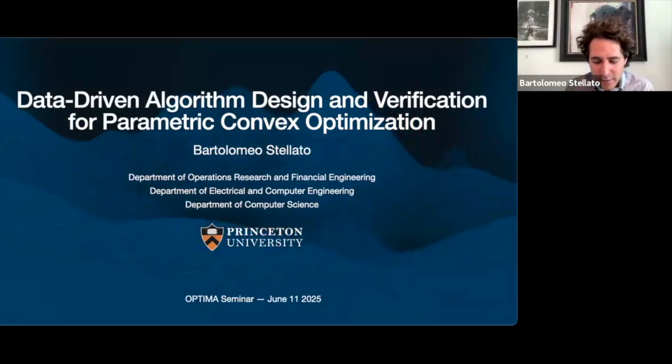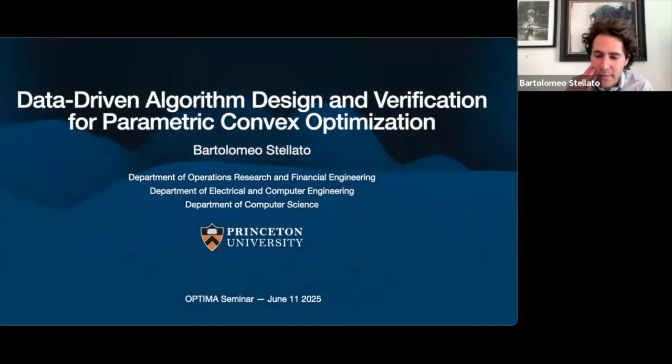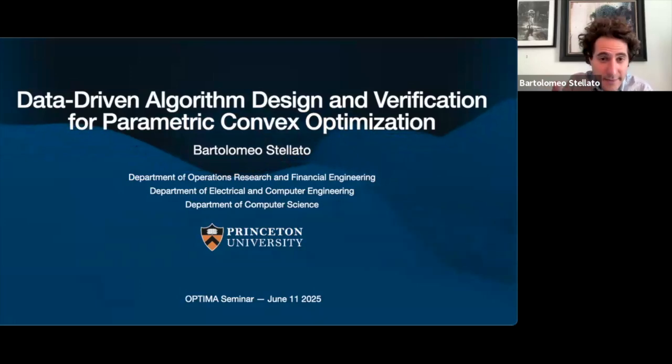In this talk, I will touch on a few different topics where we will see how to, or at least make some effort towards, finding analysis tools for optimization algorithms that provide bounds that are close to what happens in practice, and also how to use this to design faster optimization algorithms in general.